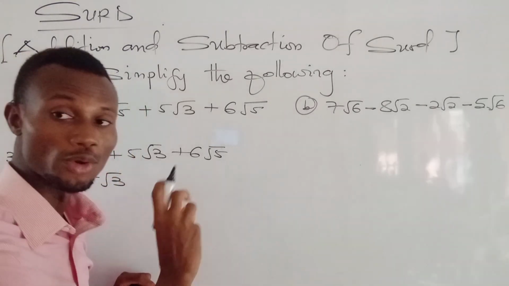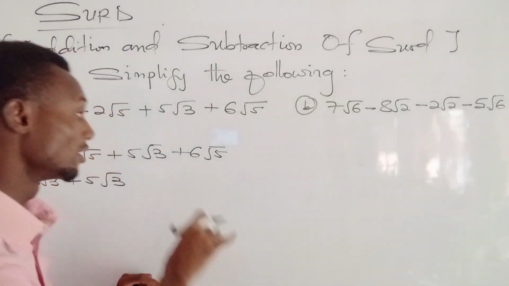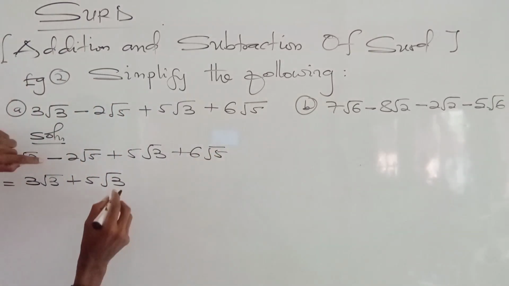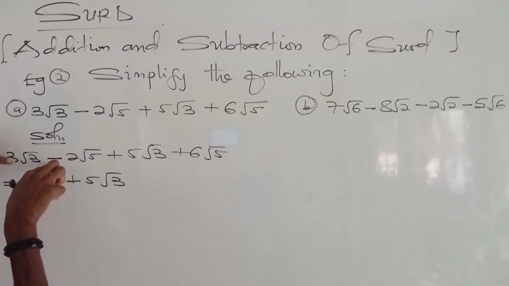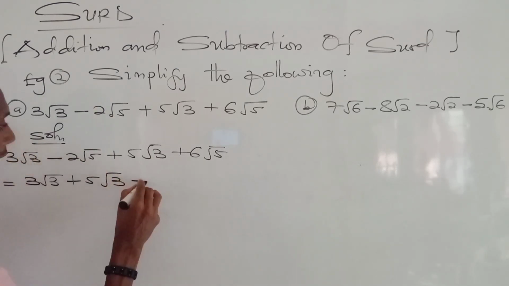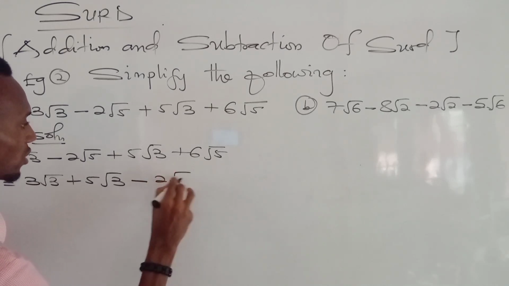So now we move on to group the ones which have root 5 in it. When I pick this root 2 root 5, you pick it with a sign. It is negative here, so you bring your minus 2 root 5.